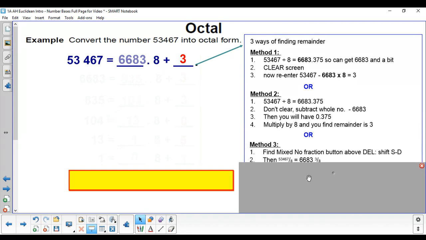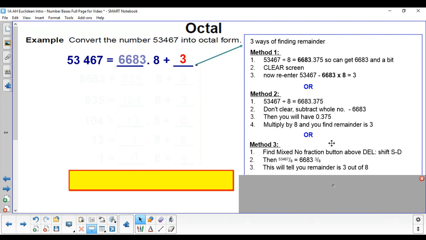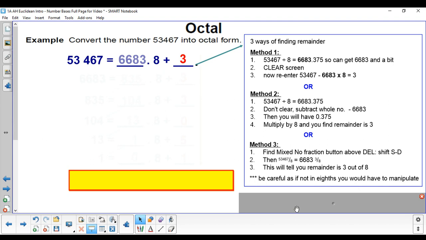Or you can use the fraction button, but remember you'll have mixed fractions, so you'll need to use the SD button. To use mixed fractions, you might need to use shift, and you might not always get it as parts of 8, so that's what scares me about that if you make a mistake. So just be careful if you go by the fraction route.